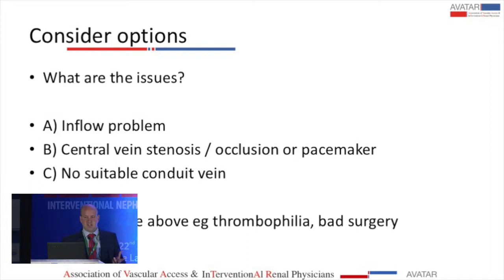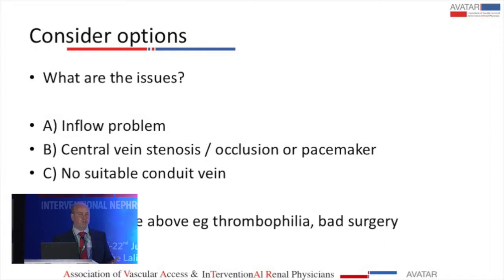If there's any suggestion that the ejection fraction may be a problem in your patient, then you should do an echo as well. Although people are probably going to stand up and ask me what my cutoff in ejection fraction is, I don't have one, but it will influence what I do. And then, once you've collected that information together, compartmentalize in your mind what the actual problem is that's facing you. Is this an inflow problem with the arteries? Is this a central venous stenosis or occlusion? Or is there a pacemaker in the way?